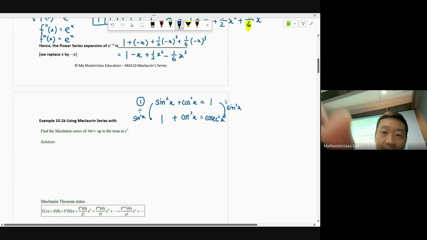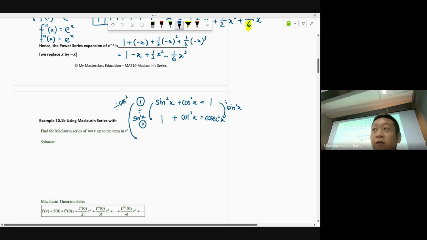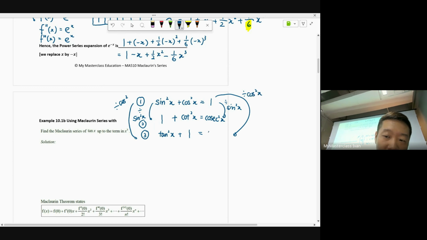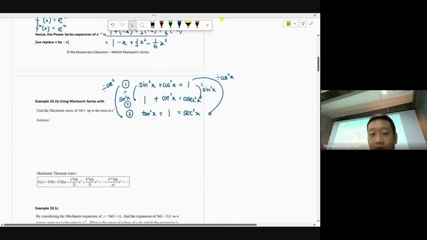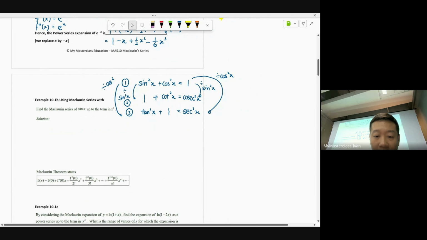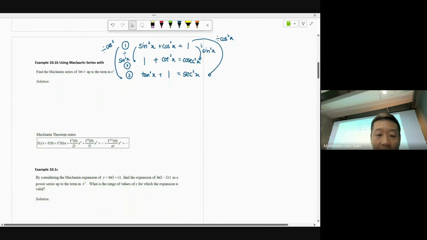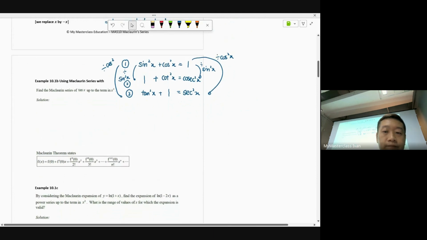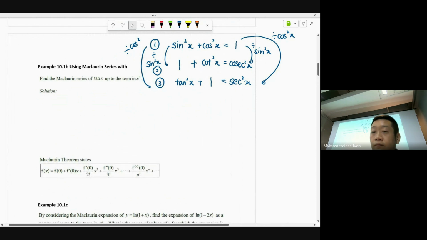To get the third one, divide by cos squared. Sine squared divided by cos squared is tangent squared. Cos squared divided by cos squared is 1. 1 over cos squared is secant squared. Okay? So basically, this is the one that I want you to take note of: tangent squared plus 1 is equal to secant squared. This one is not given anymore, so you must know how to find it.